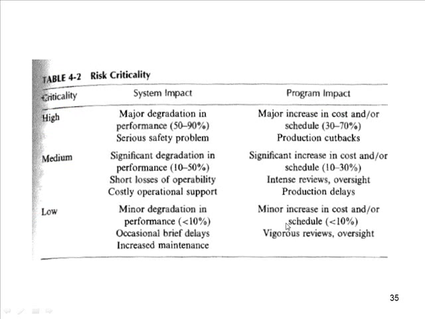The next one is risk criticality. Again, this one gives you some conditions. If a component or part of the system fails, what's going to be the impact? The impact is high if there is a major degradation in performance, and from practice they are saying 50 to 90%, or if the system poses a serious safety problem. We talked about the Toyota recalls where you have issues with the braking system. I would say it's very high risk criticality because of safety issues.